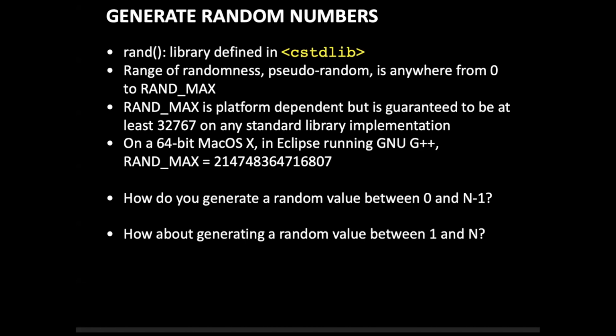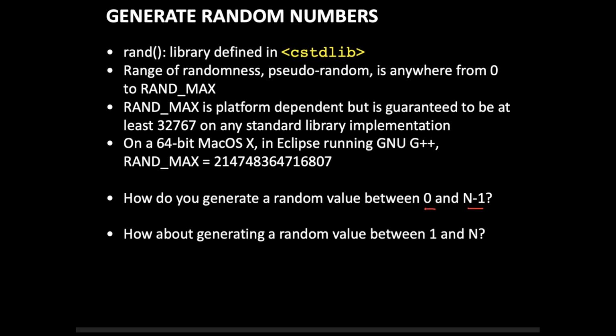Before we get into that, just note that in C++ and C, there is a macro called RAND_MAX. This is a platform-dependent value that is guaranteed to be at least 32,767 on any standard library implementation. On a 64-bit Mac, in Eclipse running GNU g++, this number is this big number. Question: how do you generate a random value between 0 and n-1? Or how about generating a random value between 1 and n?